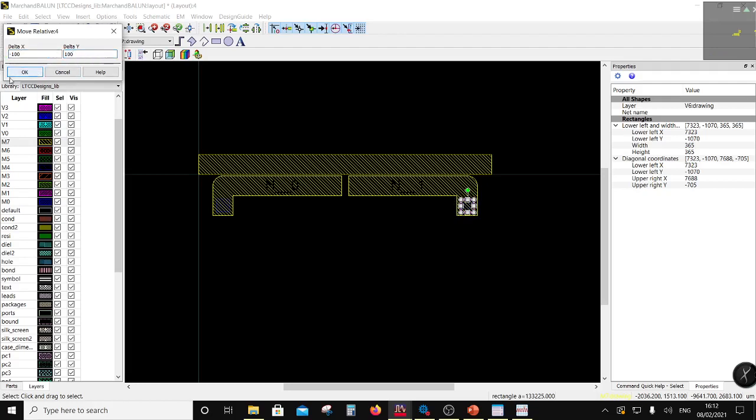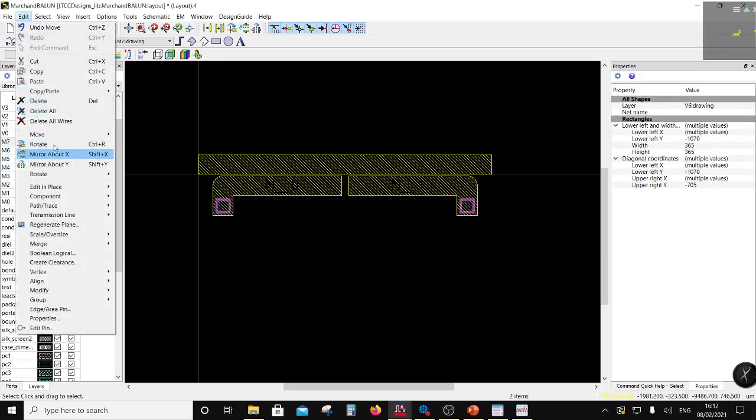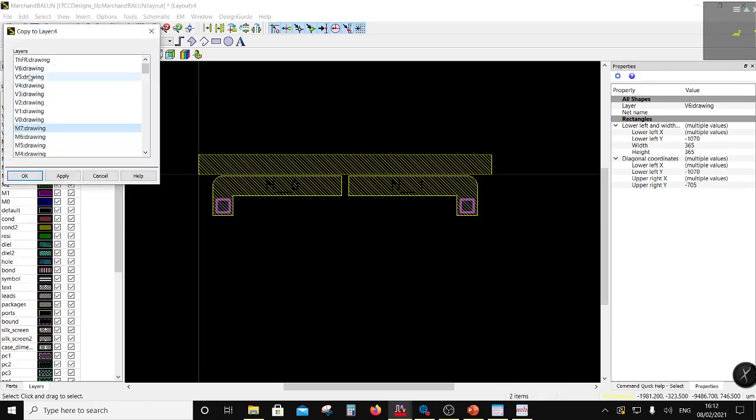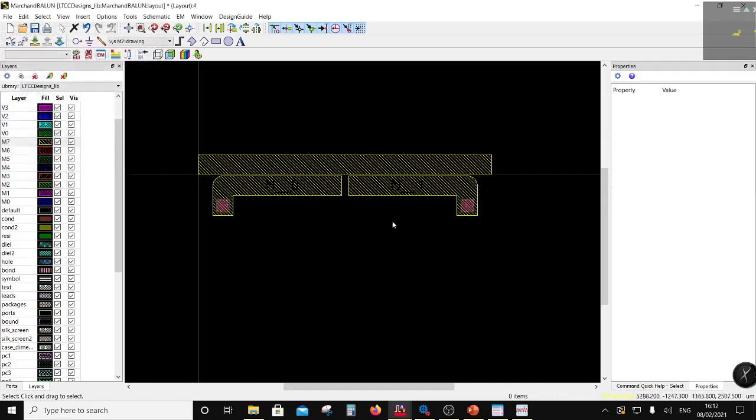So that's centered. Fine. So next I am going to select these two and copy this to via 5. So copy to layer, via 5, via 4, via 3, and then metal 6, metal 5, and metal 4 is going to be there anyways. So we are done with the via placement. Next is the ground plane. So ground plane is M3.